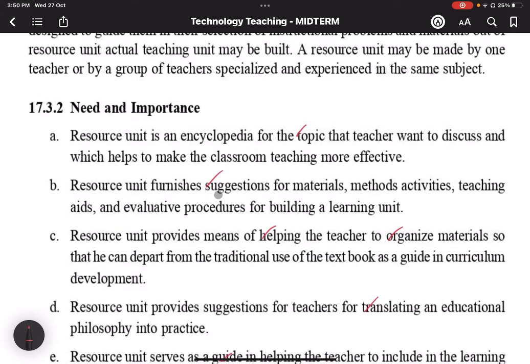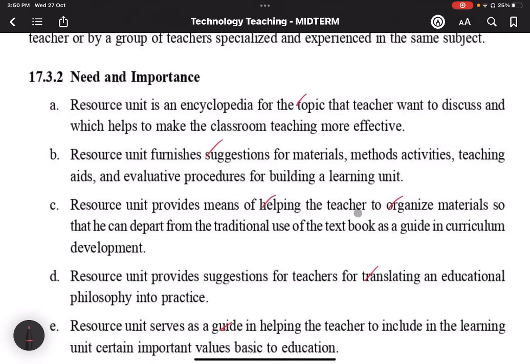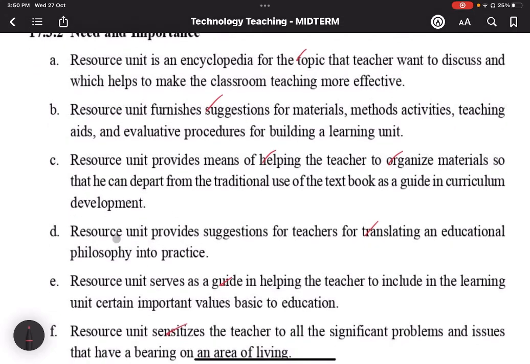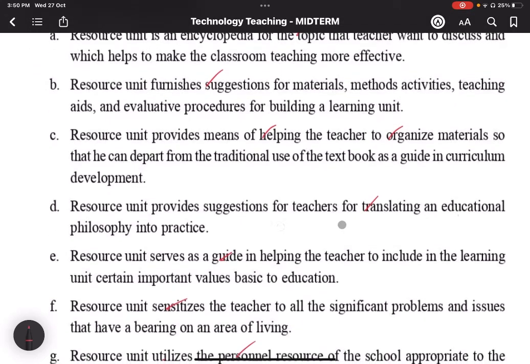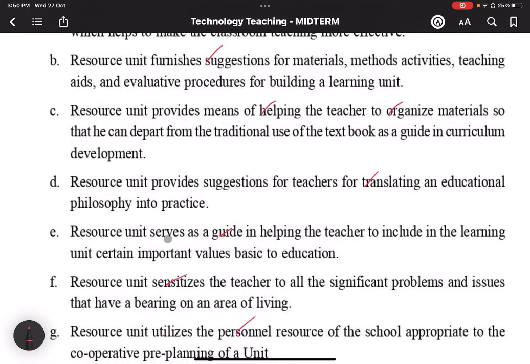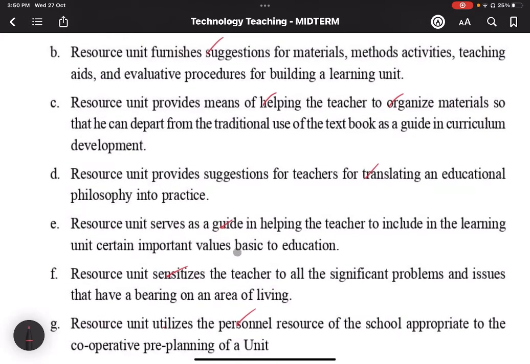Okay? A resource unit furnishes suggestions. A resource unit provides means of helping the teacher to organize materials. A resource unit provides suggestions for teachers for translating an educational philosophy. A resource unit serves as a guide in helping the teacher to include in the learning unit certain important values.